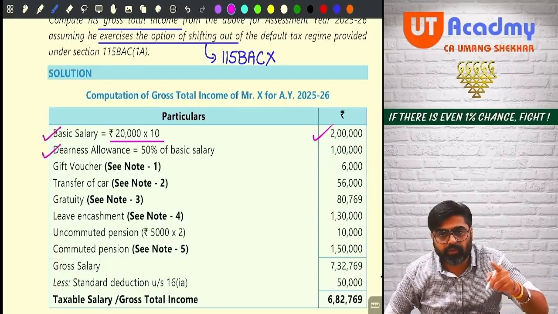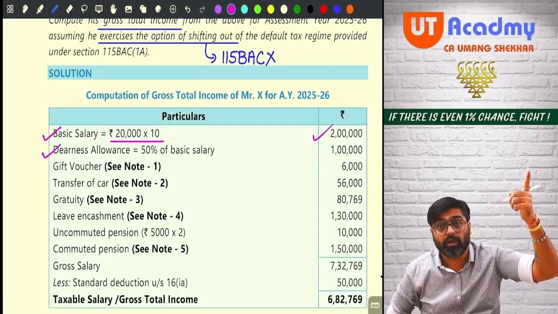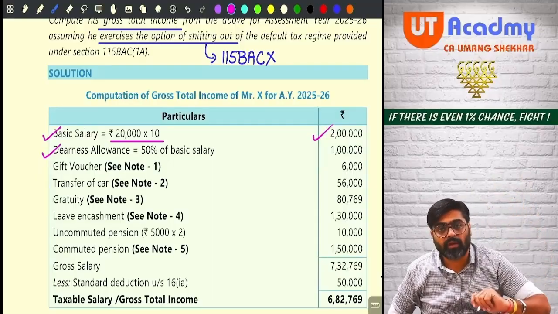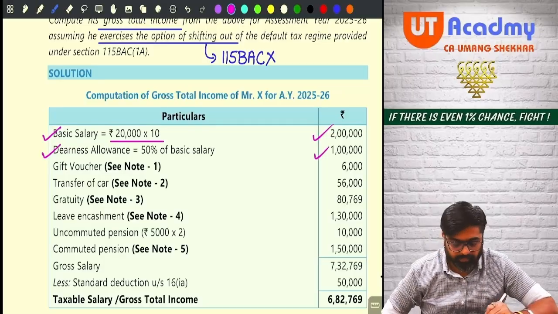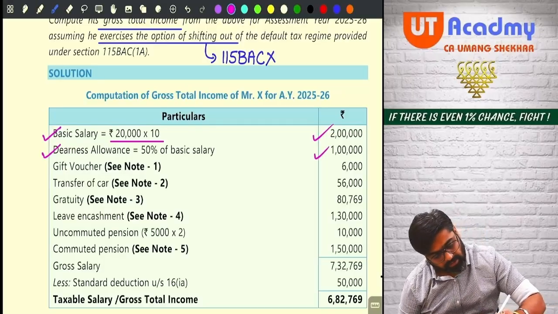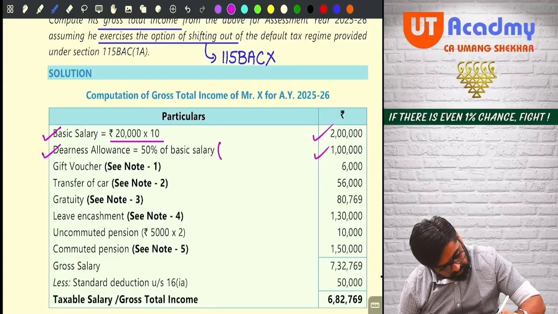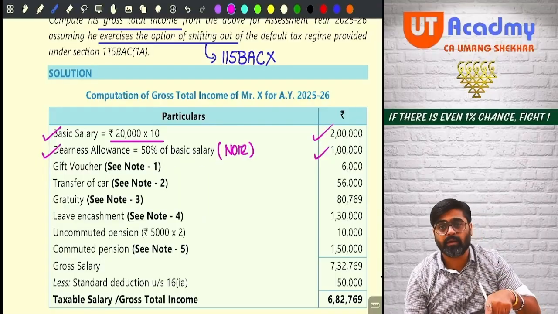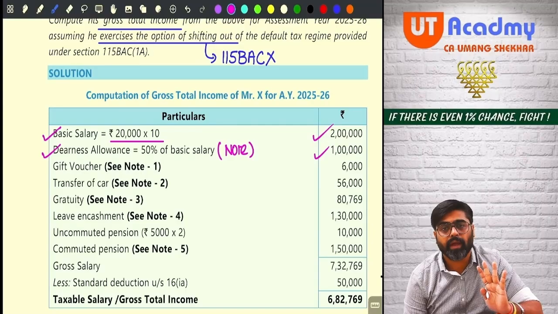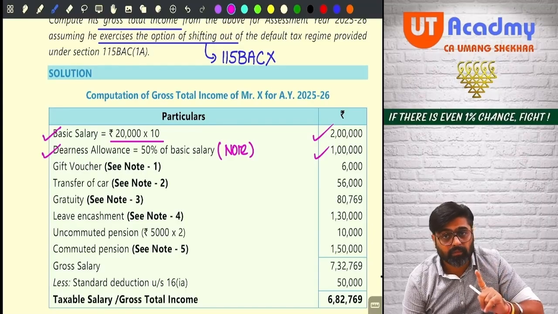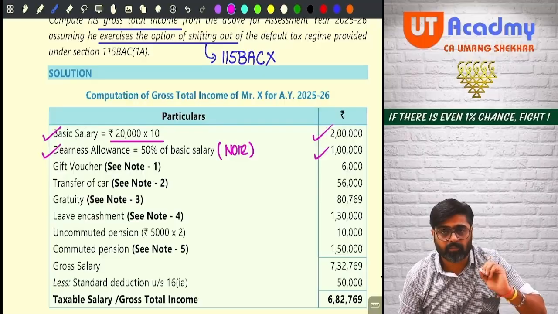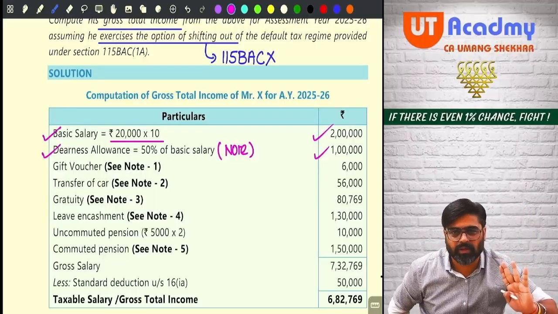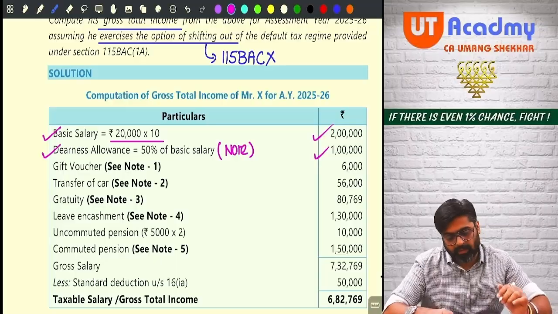He is receiving DA also. How much DA? 50% of basic. So how much was basic? 2 lakh. 2 lakh, 50% of that will be 1 lakh. That 1 lakh will be DA. Now wait. 50% of basic salary is DA, and note. In the note, we will write that this is DA in terms. And why we have assumed in terms, I will tell you. Okay. This is DA in terms. Please remember. This is DA in terms. And DA in terms or not in terms, it is always taxable. Yes or no? Okay.